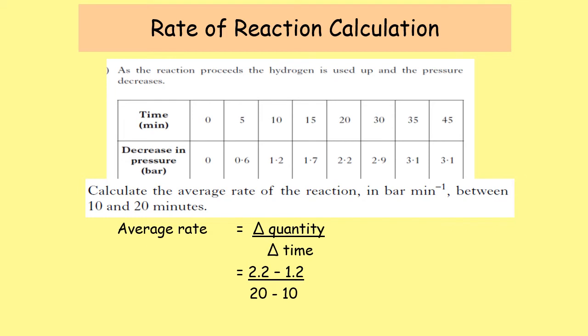And so if we do that, it's going to be 1 divided by 10, which is 0.1 bar per minute. You can see that the units are different, and that's because the units in the table were different compared to the graphs we'd looked at previously.